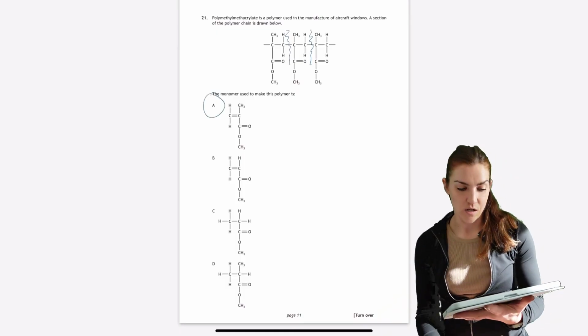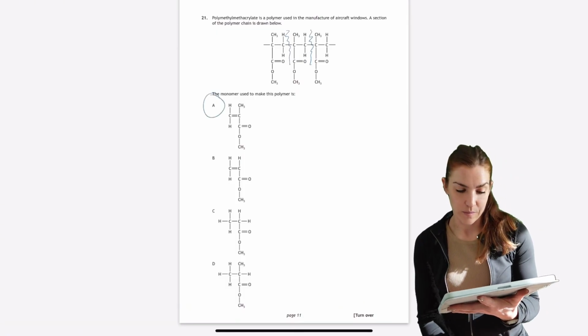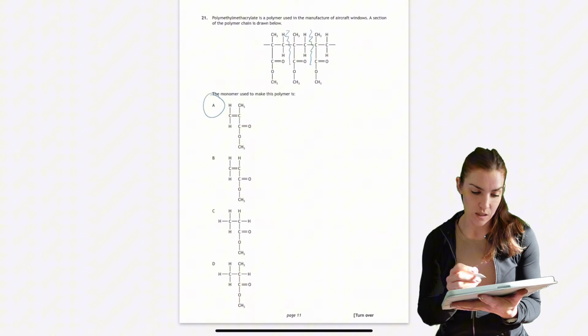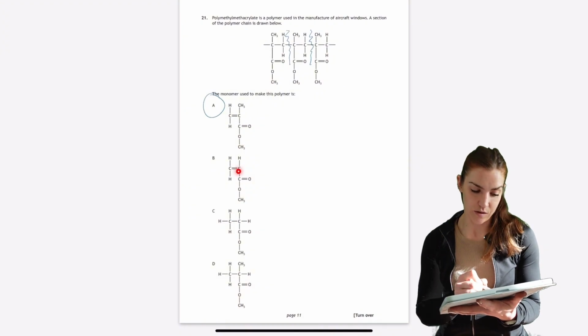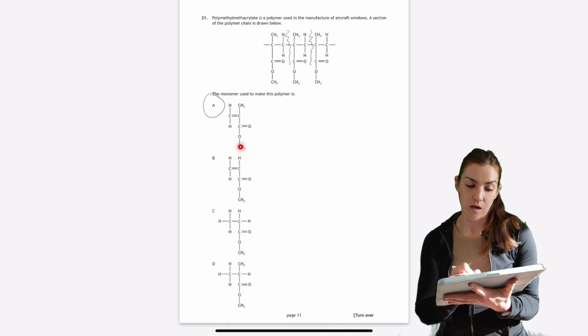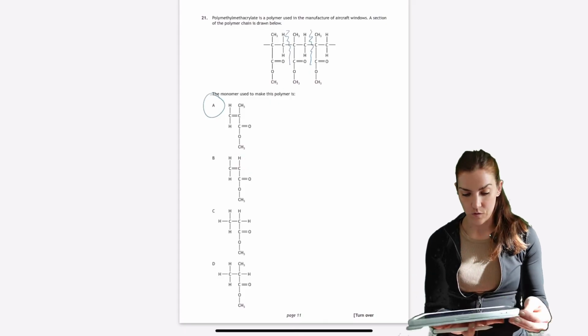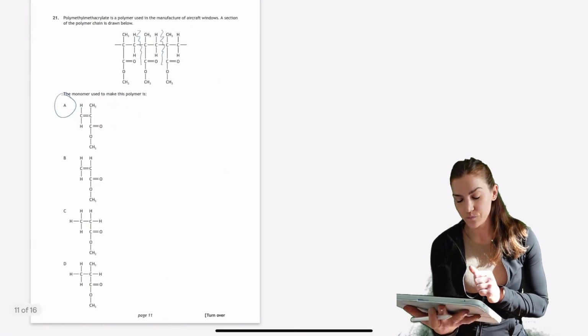They've been a bit sneaky here because they've drawn it as a mirror image. B looks like it's potentially the correct answer, but you'll notice there's not a CH3 group up there. So just watch out for things like that.